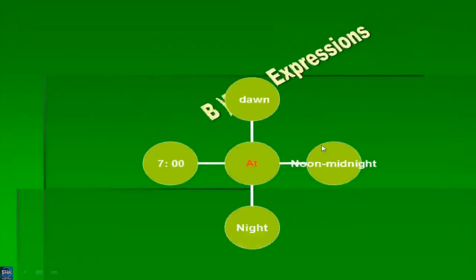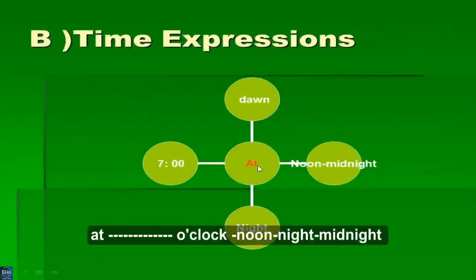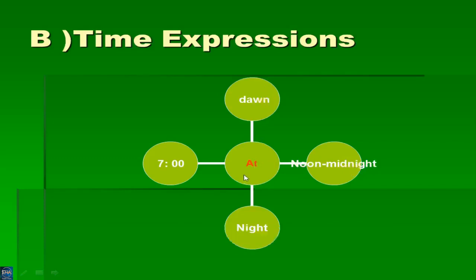At o'clock, at 7 o'clock, at 8 o'clock, at 9 o'clock. At night. Take care, we say at night. At noon, at 12 o'clock. At midnight, 12 o'clock at night. At dawn. At plus exact time, like at 7 o'clock, at noon, at midnight, at dawn, at night.